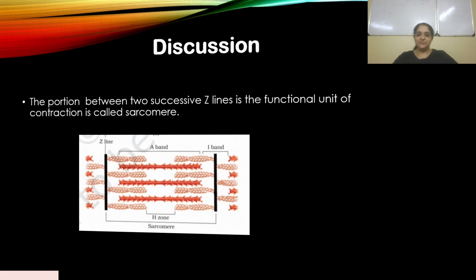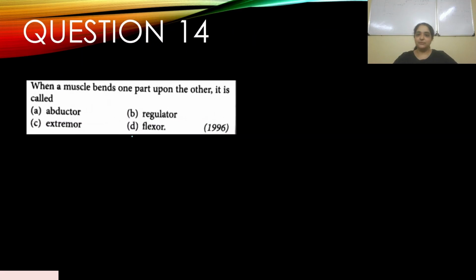Okay, next question. Question number 14. When a muscle bends one part upon the other, it is called, this appeared in 1996. It's another old question. A. Abductor, B. Regulator, C. Extremer, D. Flexor. So when a muscle bends one part upon the other, it's called flexor. Answer is D.